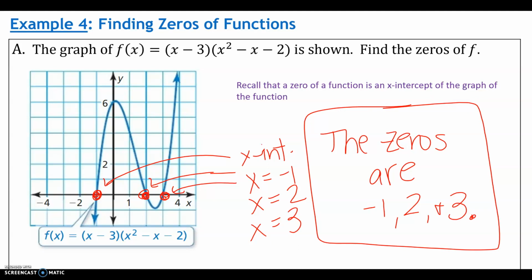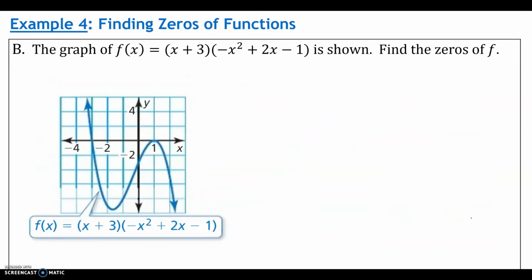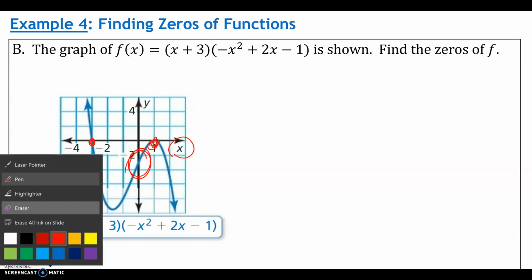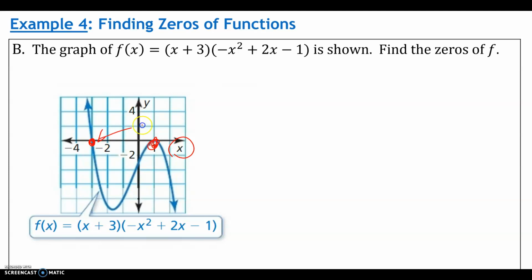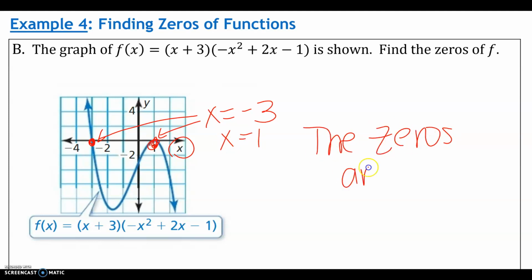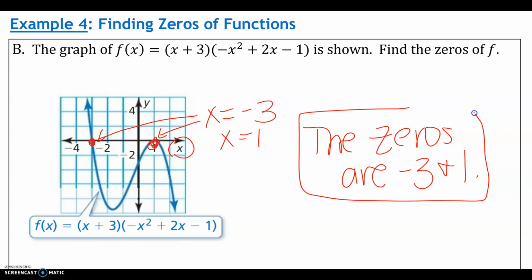All right, let's do one more. So let's put crosses here, crosses there. Remember, it's only the x-axis. So right here is not an answer. Okay? Not an answer. So let's see here. So we got x equals -3 and x equals 1. So the zeros are -3 and 1.